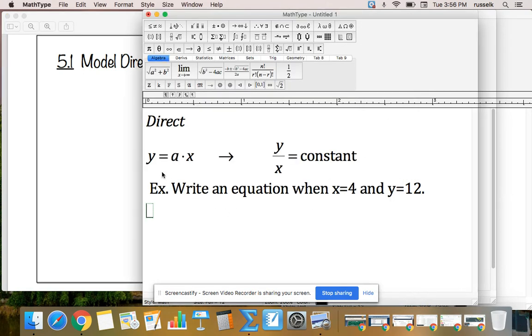Direct variation. From the notes, you should know that it uses the equation y equals a times x, where a is a constant, so it's just a number. Typically, that's going to be our goal, to find a and write an equation from that.